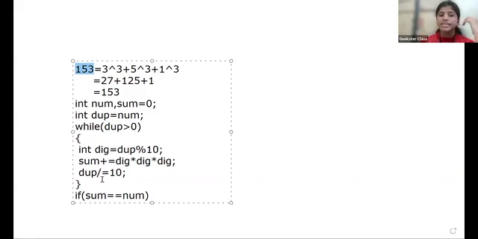Okay. And then again, you have to divide the dupe by 10. Like duplicate number now was 15. So if you divide 15 by 10, it will give you 1, right? So still 1 is greater than 0.